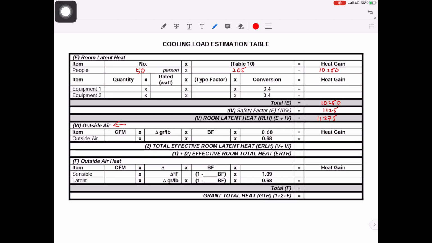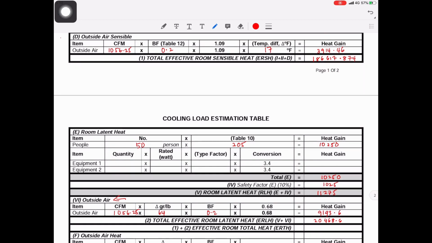For the outside air, the CFM will be 1056.25, which is the maximum CFM obtained from the ventilation analysis, and the specific humidity from the psychrometric analysis is 64 grain per pound, and the bypass factor is the same value that has been chosen previously, which is 0.2, and we're going to multiply with the conversion factor 0.68. The total effective room latent heat ERLH is the summation of these two values, and the effective room total heat ERTH is the summation of total effective room sensible heat with total effective room latent heat.